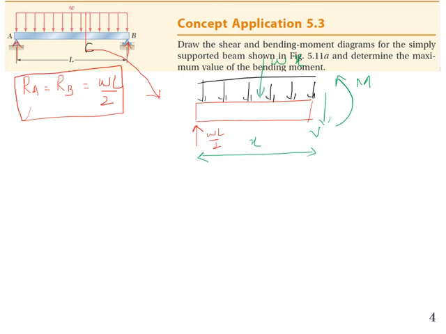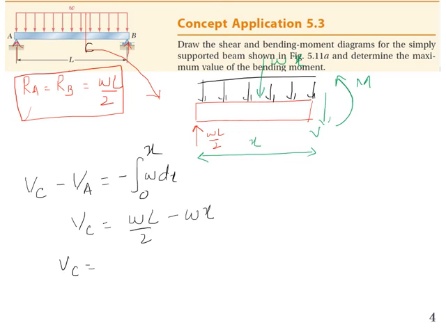So we can write VC minus VA, and that will be equal to the negative area under the load curve, from 0 to X, since this distance is X. Now putting the value of VA, that is simply WL by 2, and integrating from 0 to X, that becomes minus WX. If I take W common, this is W times L by 2 minus X.